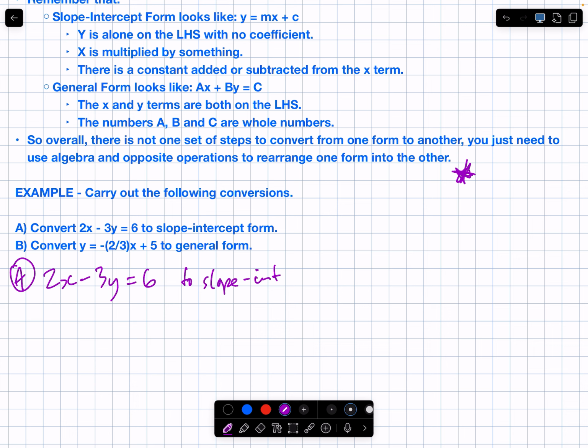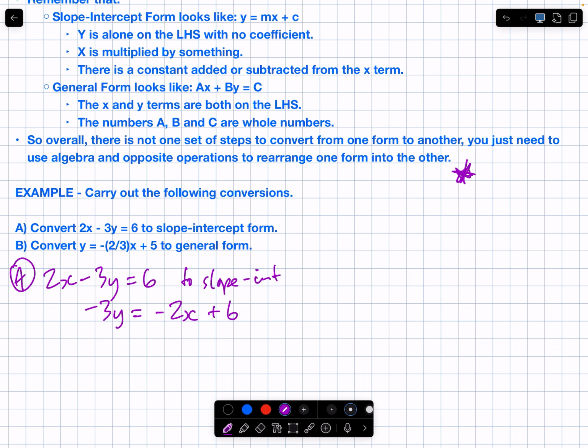How would I get rid of positive 2x? What's the opposite of adding 2x to something? Subtract 2x from both sides, so you're going to get negative 2x plus 6. The only other problem you've got here is that in slope-intercept form y is just y. Right now you've got negative 3y.